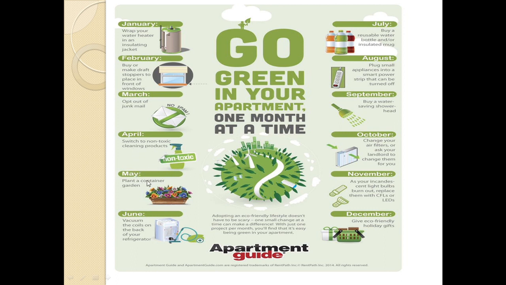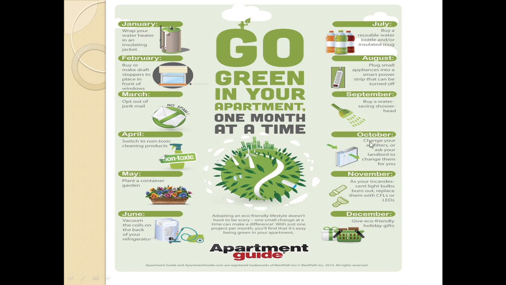Then in May, you may plant a container garden. In June, you may vacuum the coils on the back of your refrigerator. In July, you may buy a reusable water bottle and insulated mug. In August, plug small appliances into a smart power strip that can be turned off. In September, buy a water saving shower head.